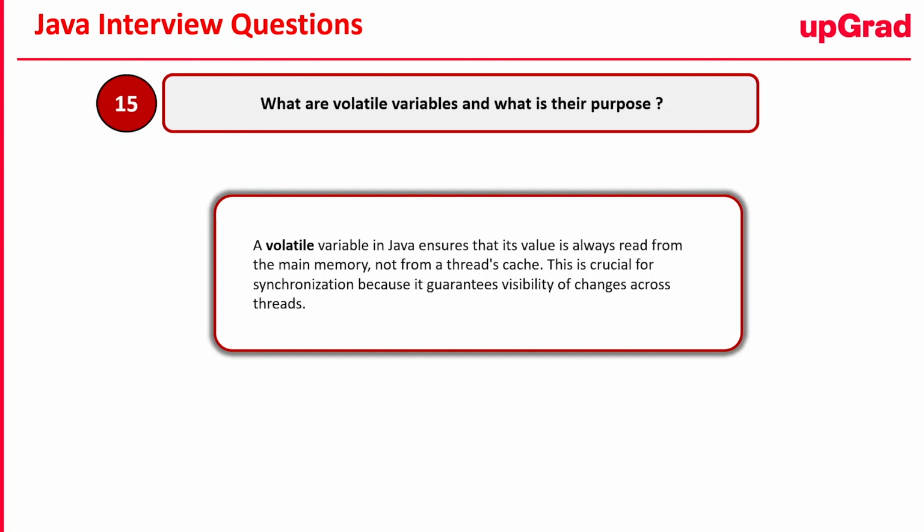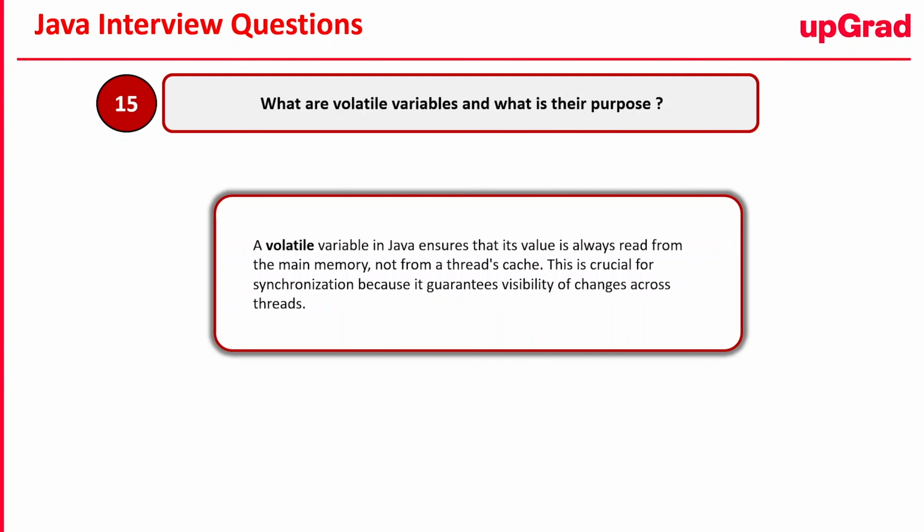A volatile variable in Java ensures that its value is always read from the main memory, not from the thread's cache. This is crucial for synchronization because it guarantees visibility of changes across threads. The variable is declared with the volatile keyword and indicates that its value can be modified by external factors.